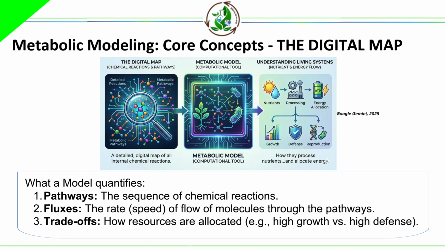There are three core concepts the model helps us quantify. First, the pathways, the sequence of reactions themselves. Second, fluxes. This is the scientific term for the rate or speed at which molecules are flowing through those pathways. Think of it as measuring the traffic flow on that cellular roadmap. And third, trade-offs. Since a plant has a finite amount of energy, if it increases the flux down the defense pathway, the model immediately shows the cost, less energy left for the growth pathway. Modeling is essential for quantifying that trade-off, which is the central theme of this module.